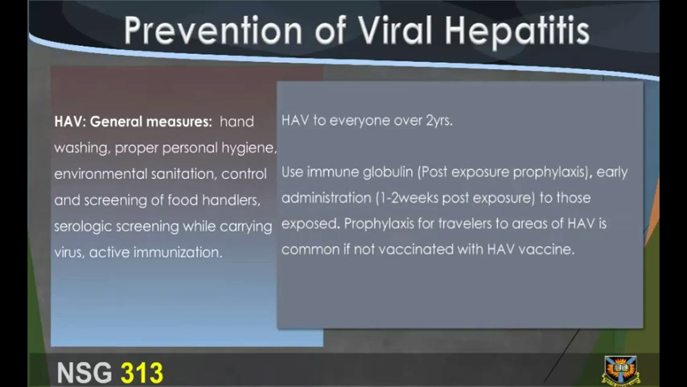Prevention of viral hepatitis. General measures: hand washing, proper personal hygiene, environmental sanitation, control and screening of food handlers, serologic screening while carrying the virus. Active immunization: HAV vaccine for everyone over 2 years. Use immune globulin for post-exposure prophylaxis, administered early, 1 to 2 weeks post-exposure to those exposed. Prophylaxis for travelers to areas where HAV is common, if not vaccinated with HAV vaccine.